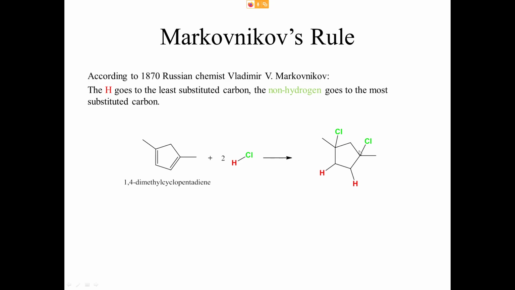The longest chain is still the ring. Right? So it's a 5-carbon ring, so that would be called not a cyclopentadiene anymore. There are no double bonds, just a cyclopentane. And on the cyclopentane, there are still 2 methyl groups, right? And now there are 2 chlorines. So I would name it as 1,3-dichloro and 1,3-dimethyl.